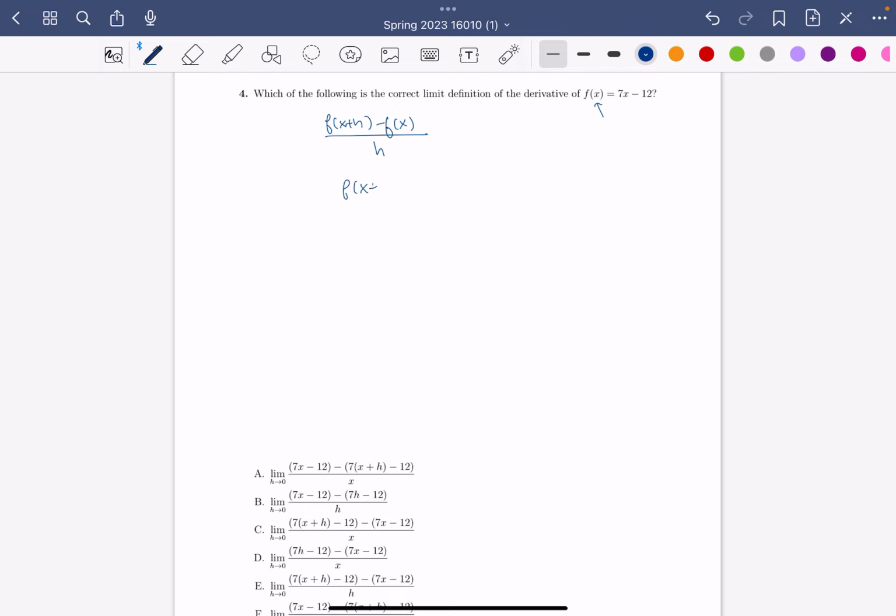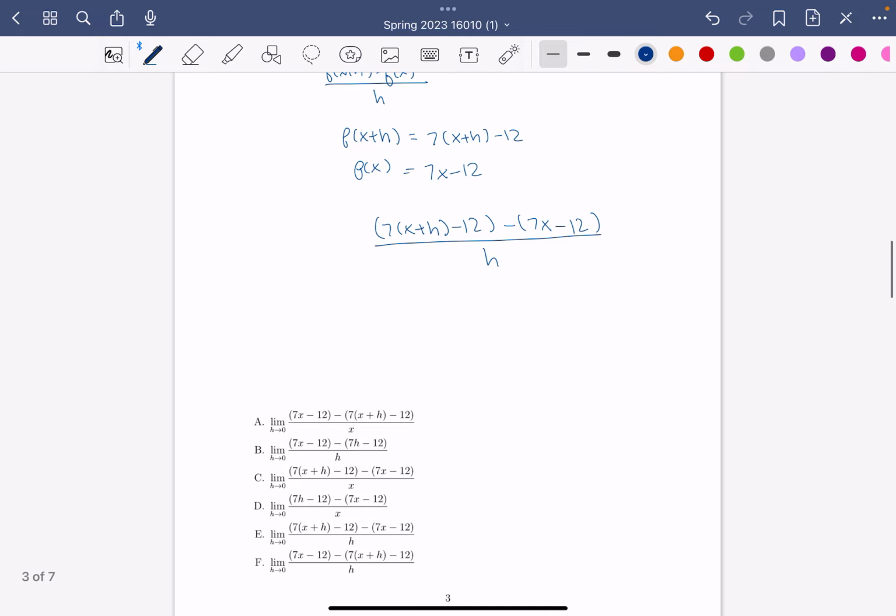So f(x+h) = 7(x+h) - 12, and then f(x) is exactly what it is, 7x - 12. We put it all together, we get (7(x+h) - 12 - (7x - 12)) over h. Now, this would be E. The biggest thing with these types of limit definition questions is that algebra will most likely be the first thing that trips you up.